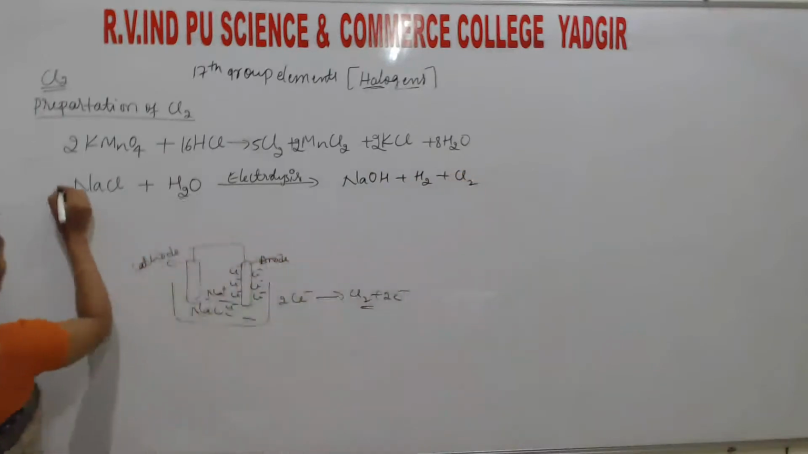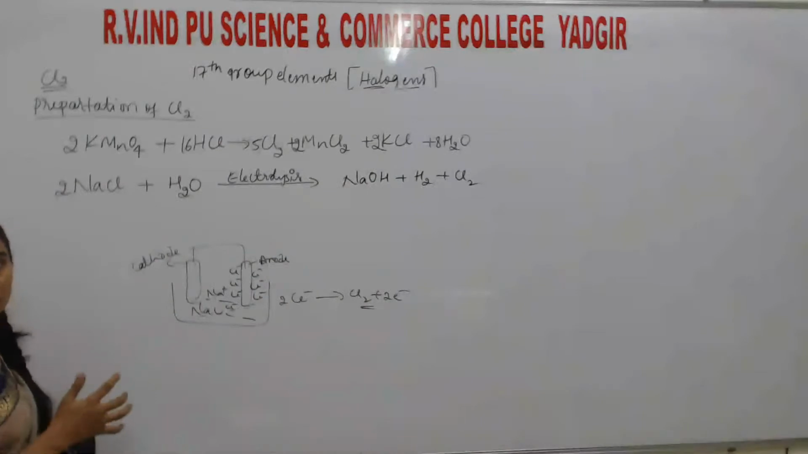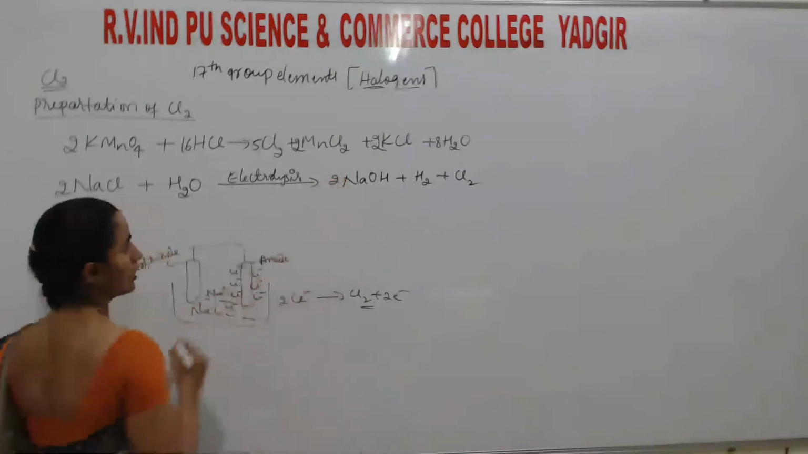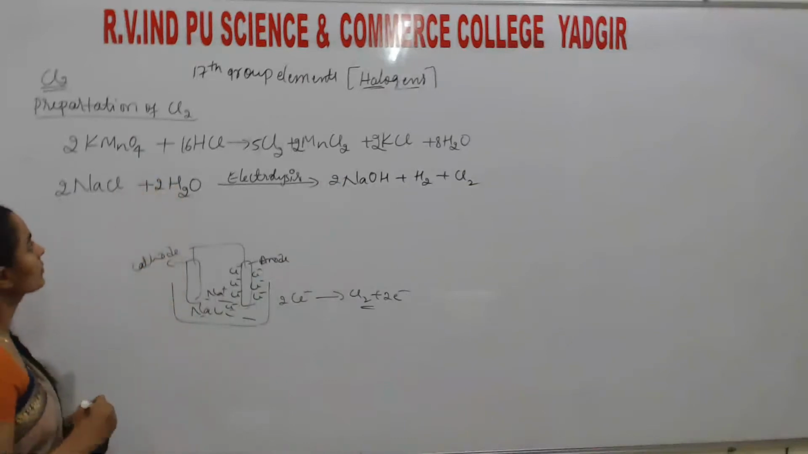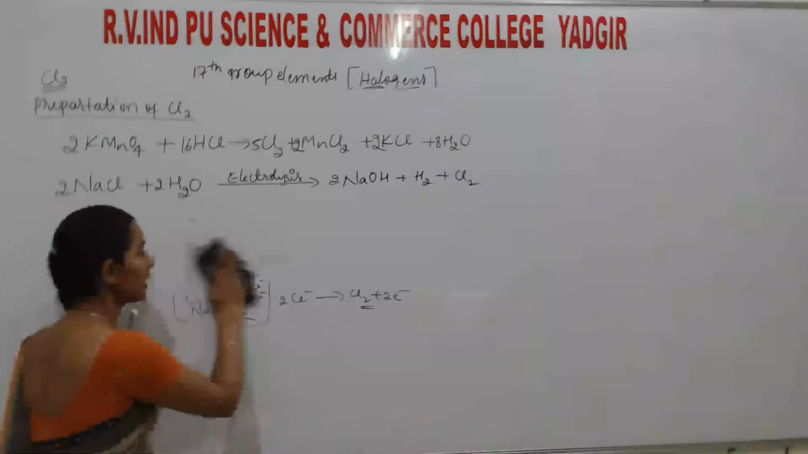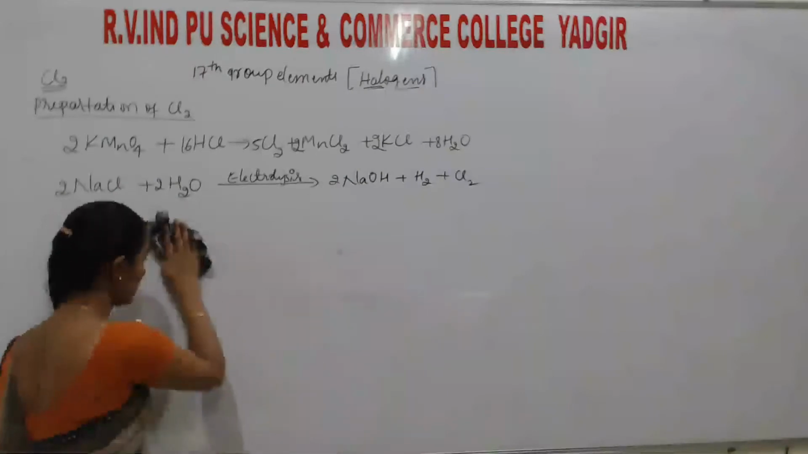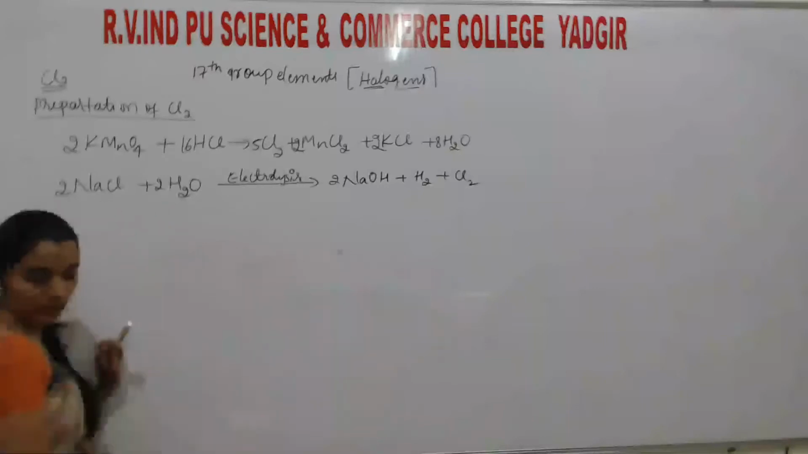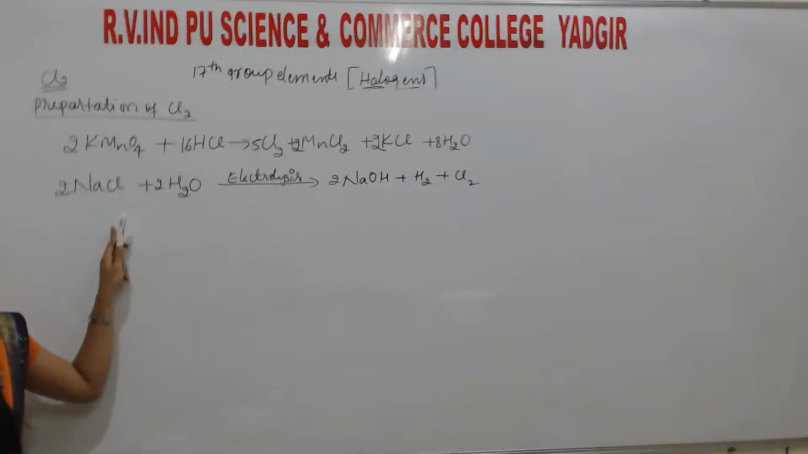So students, here 2 NaCl, here it is 2 NaOH, it is H2. Understand? This is the second type of preparation, the industrial preparation with electrolysis.